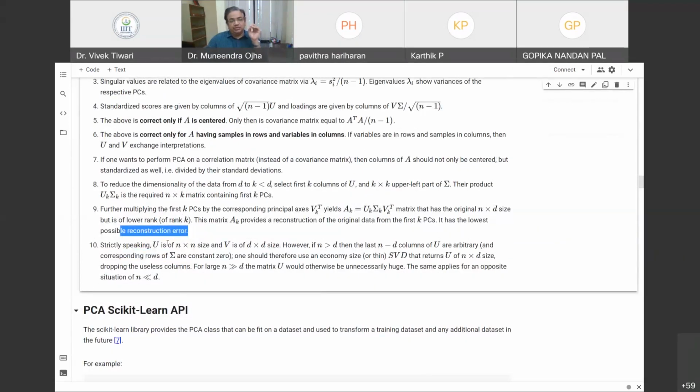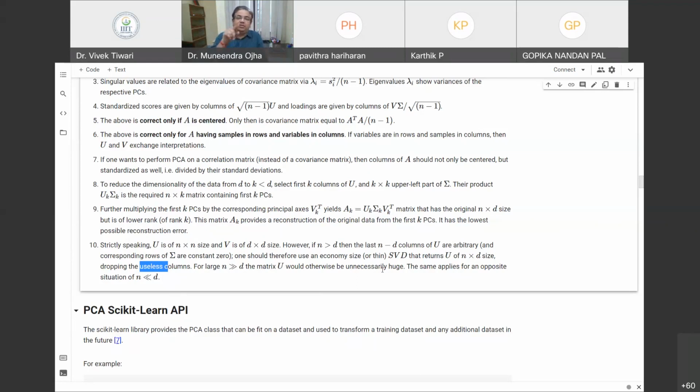Strictly speaking, U is of n by n size and V is of d by d size. However, n is greater than d. If n is greater than d, then the last n minus d columns of U are arbitrary and the corresponding rows of sigma are constant zeros. One should therefore use the economy size or thin SVD, which returns U of n by d size, dropping the useless columns. For large n, where n is much greater than d, the full U matrix would otherwise be unnecessarily large.